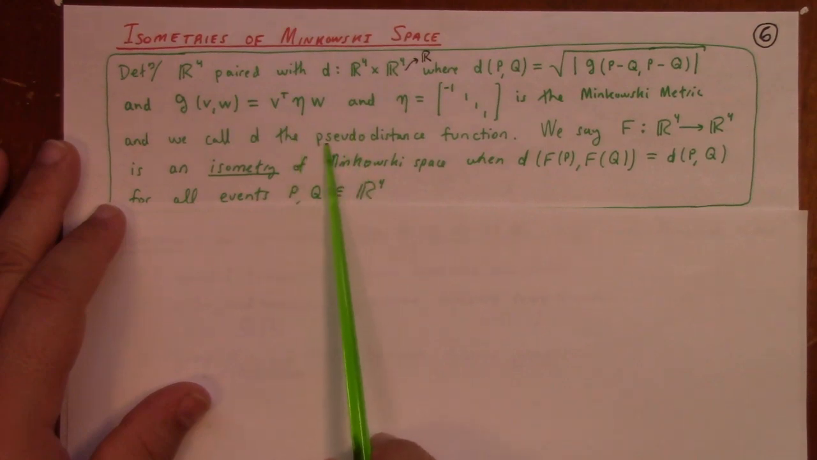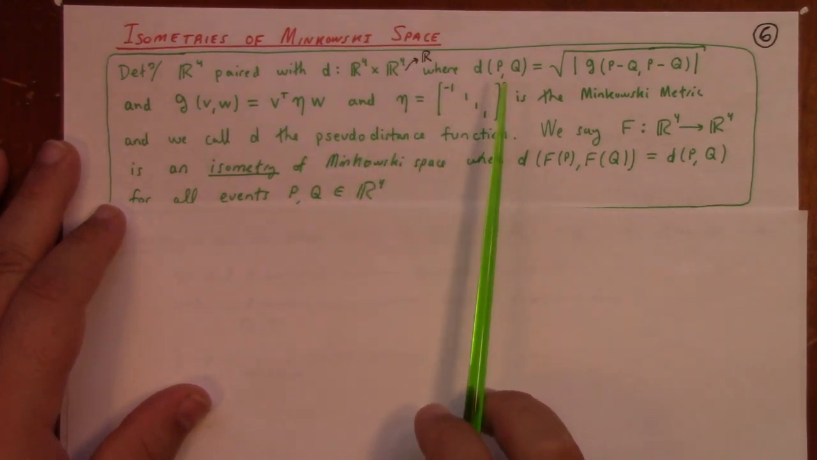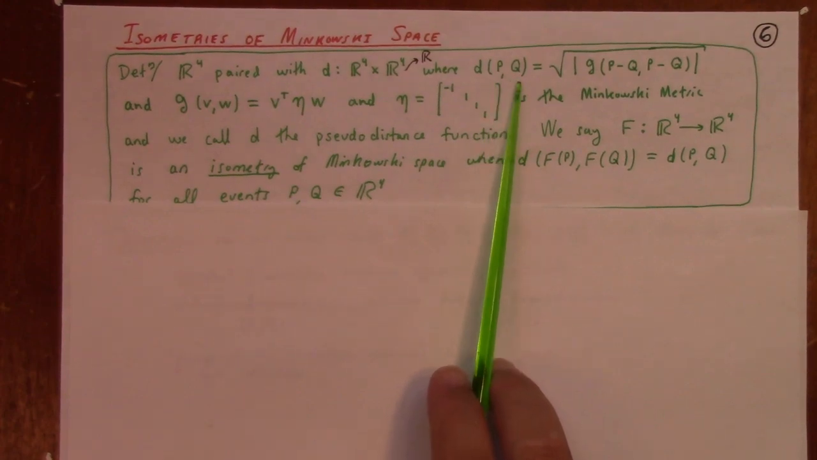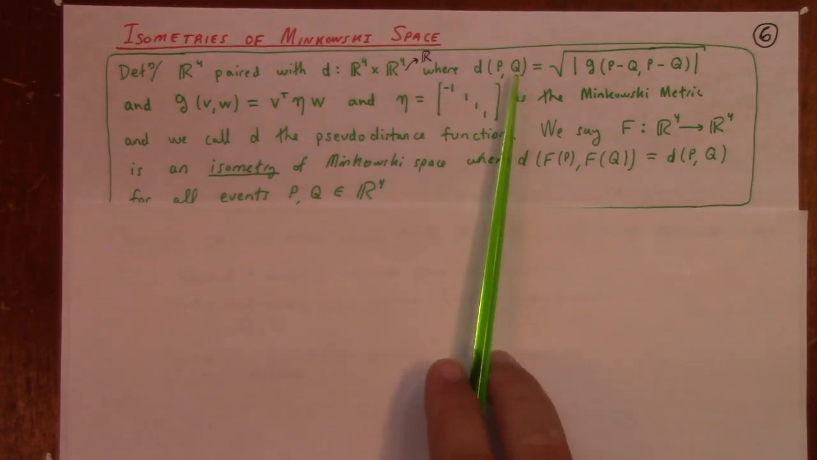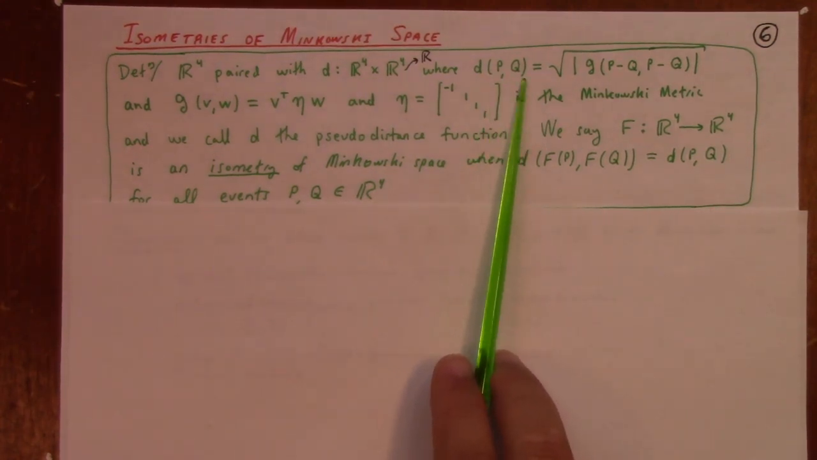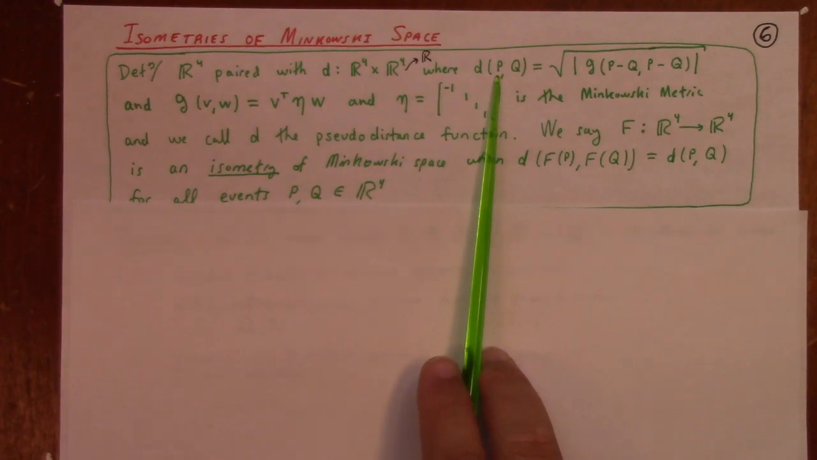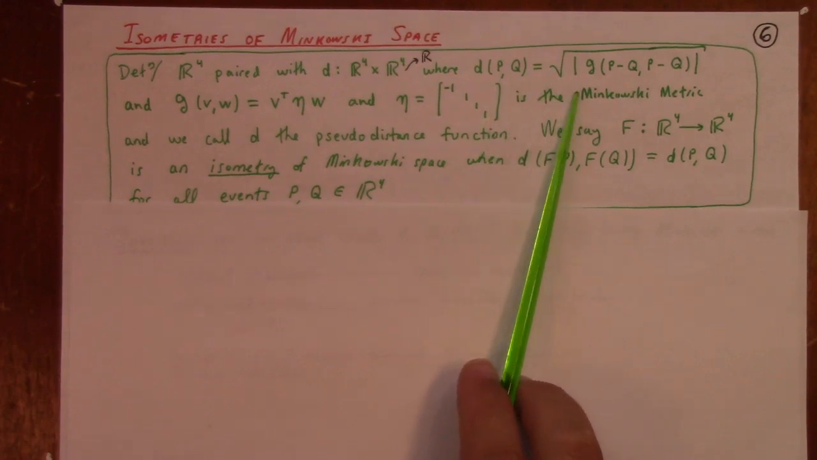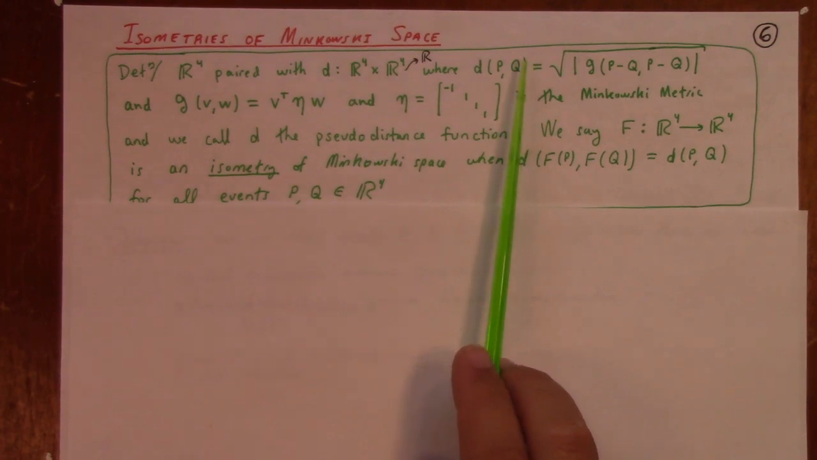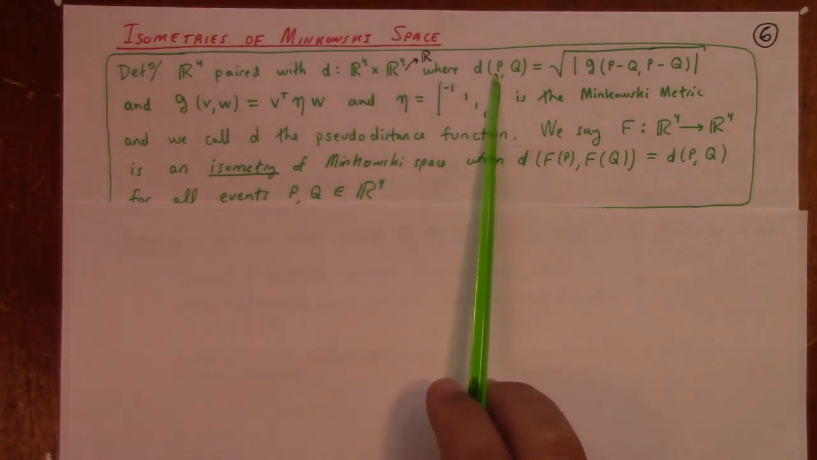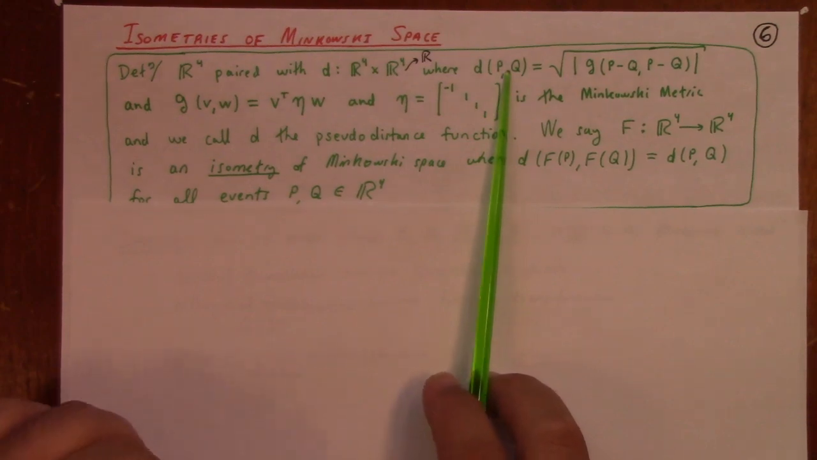Anyway, you could call d the pseudo-distance function. I threw a pseudo in there because technically it's not a distance, because you can have the distance between points be 0 and yet those points are not equal. If the two points fall on what's called the light cone, so if P minus Q is light-like, then this could be 0 even though they're not the same point. One of the things about a distance function is that the distance from P to Q is 0 if and only if P is equal to Q.